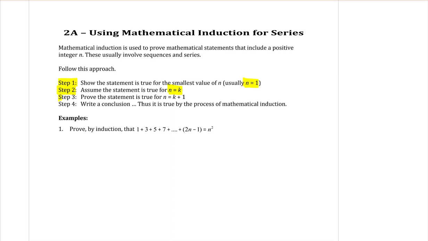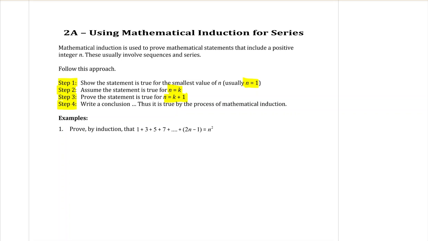Okay, and then step 3 is to prove that the statement is true for n is equal to k plus 1. If we make whatever our variable is 1 bigger, is it still going to be true? Which then means it should work for anything that is 1 bigger, 1 bigger, 1 bigger each time. Okay, and then step 4, like all good proofs, is a conclusion.